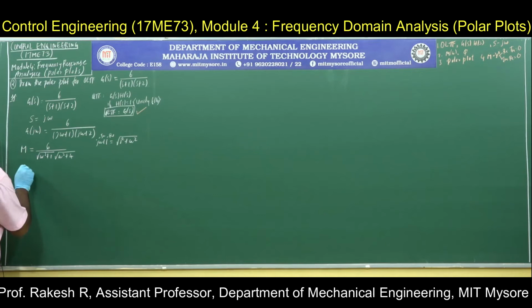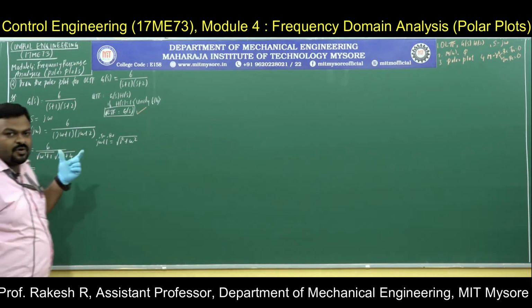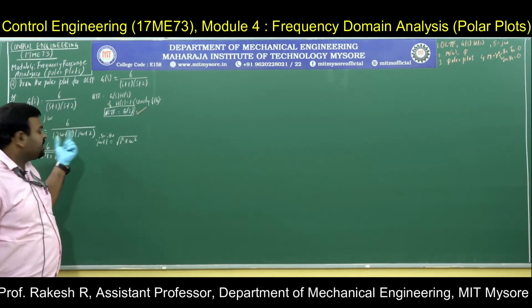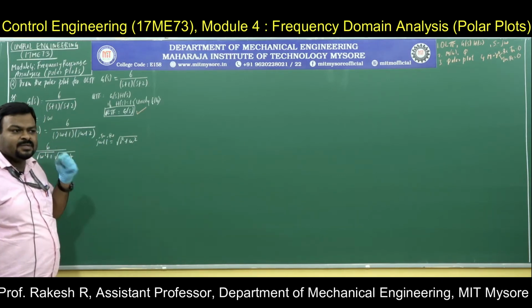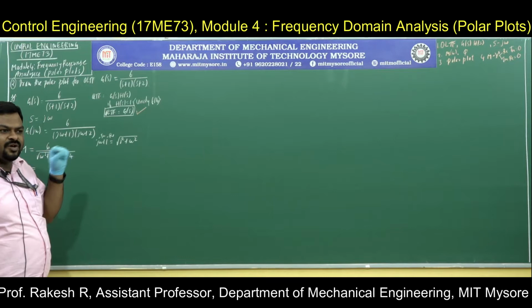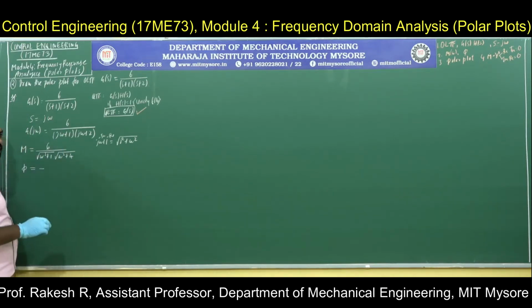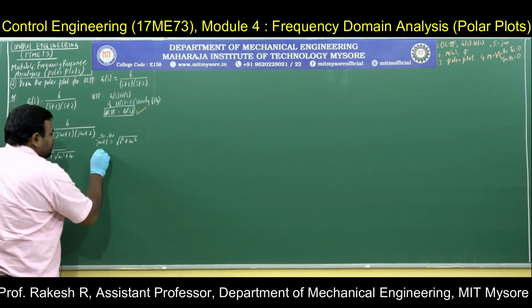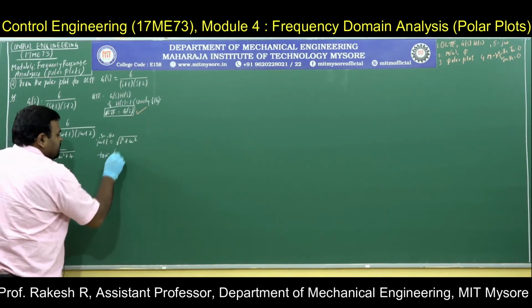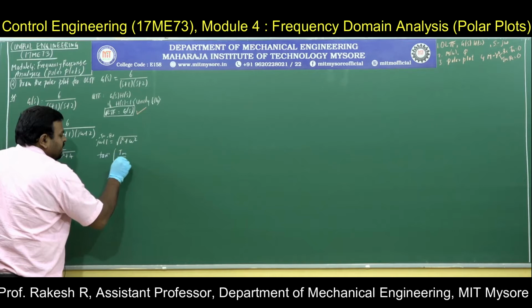Then find out the phase angle. There is no imaginary term in the numerator, hence leave that part. 0 by anything is 0. Minus the denominator term j omega + 1, again tan inverse of imaginary part by real part.